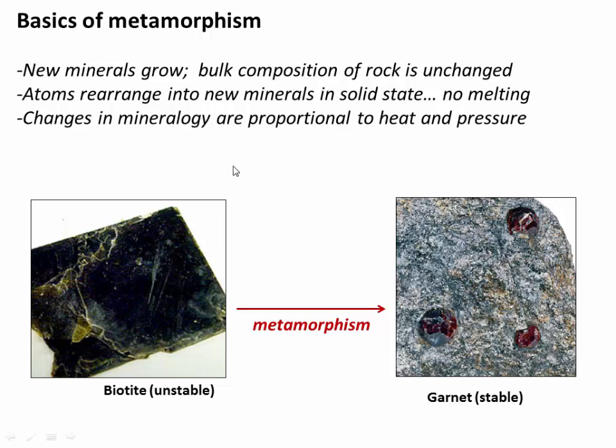So how does metamorphism work? Well, a couple basic ideas of this. We're converting one rock into a new rock, and we do this by growing new minerals. For example, minerals like biotite may become unstable, and their elements may get reworked into a mineral like garnet that is stable at a higher pressure and temperature.